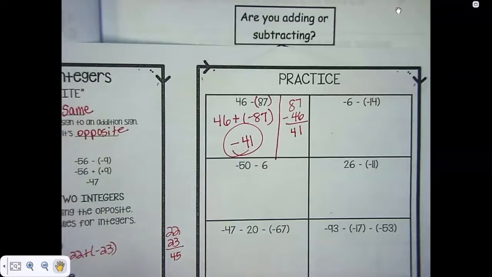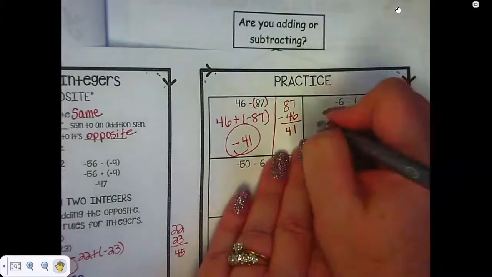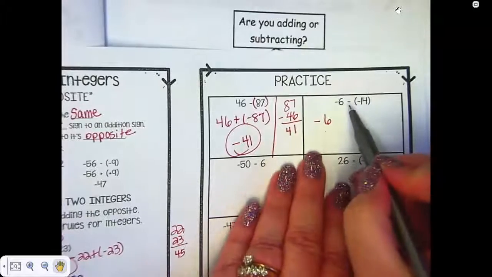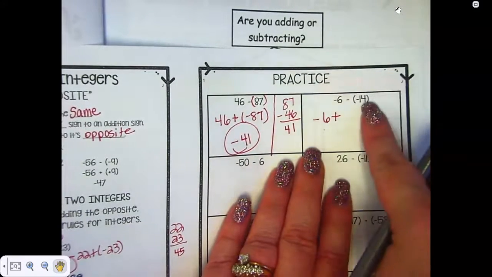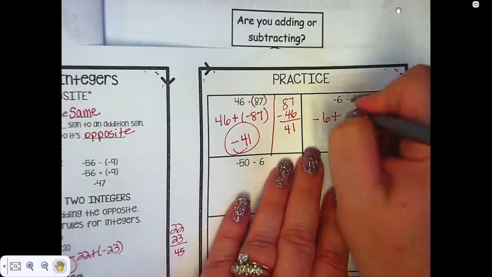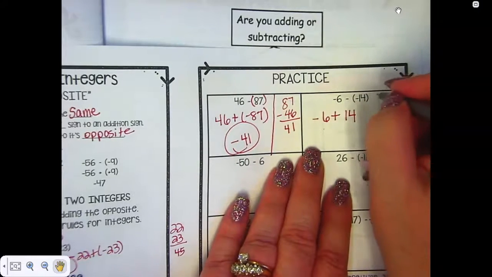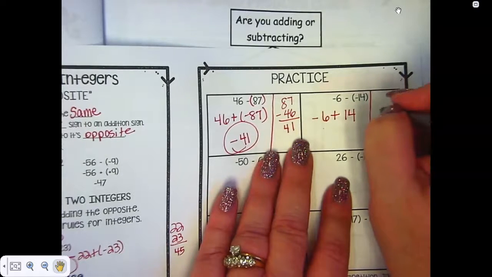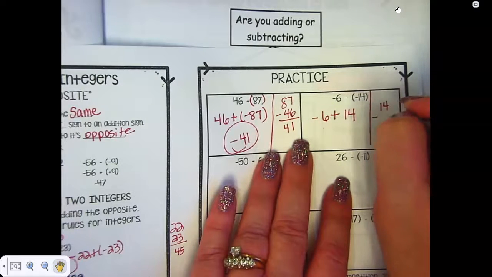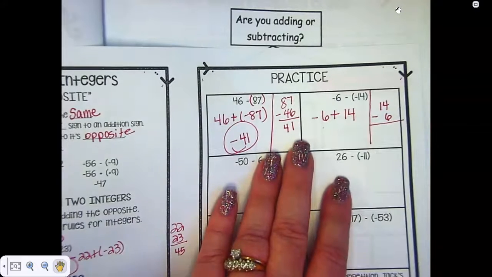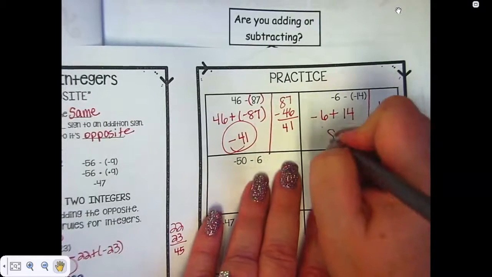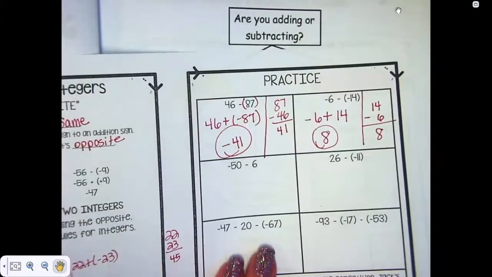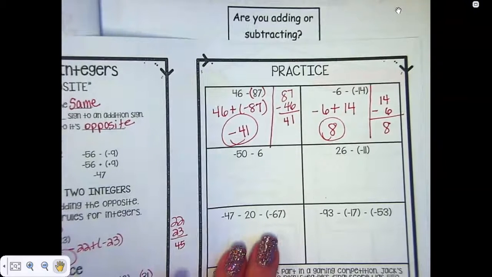All right, let's try the next one. Negative 6. Change that subtract to add. And change that negative 14 to a positive 14. Then that becomes 14 minus 6. And what do we get? 8. Positive or negative? Positive 8. Oh, these are super fun.